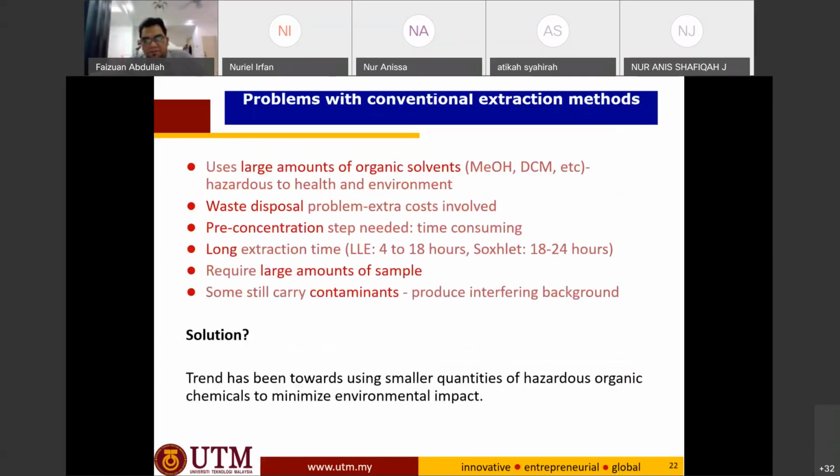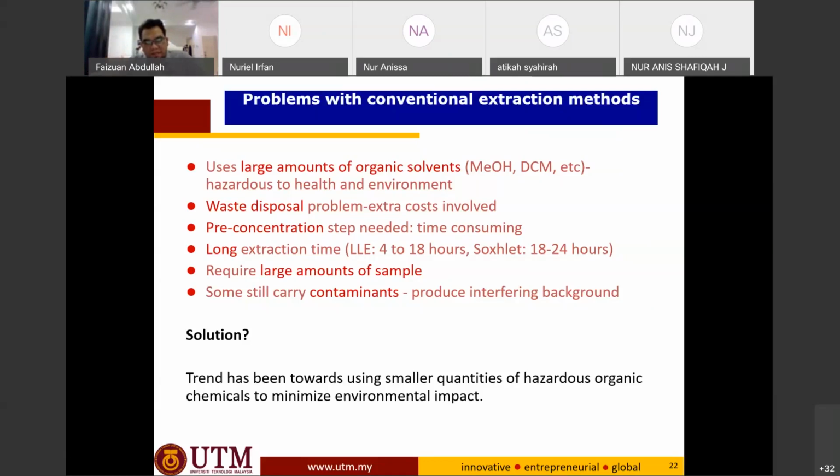So all these conventional methods that I have taught you have some problems. They use large amounts of organic solvent, of course, methanol, DCM, and so on. And these solvents are hazardous to health and environment. And waste disposal problem, because we need to dispose the solvent that we have used for this extraction, and pre-concentration step. But for liquid extraction, when we shake the separating funnel, okay, that requires a lot of energy, all right, to shake it, all right.